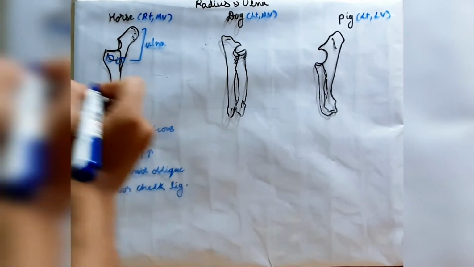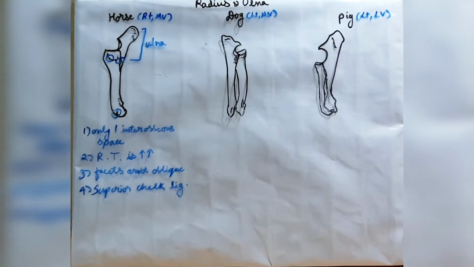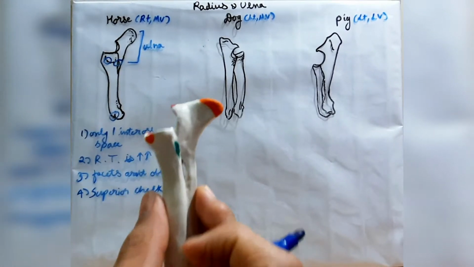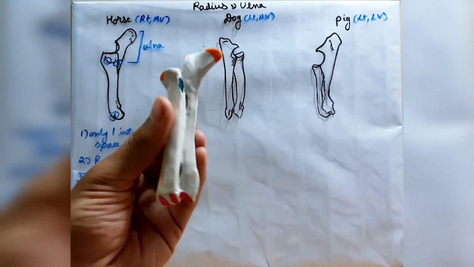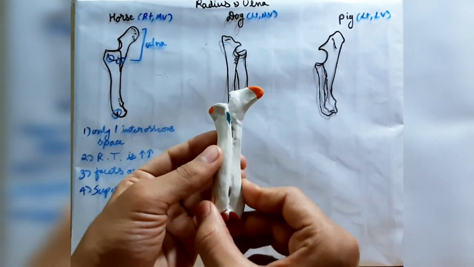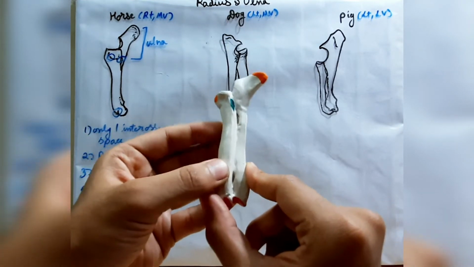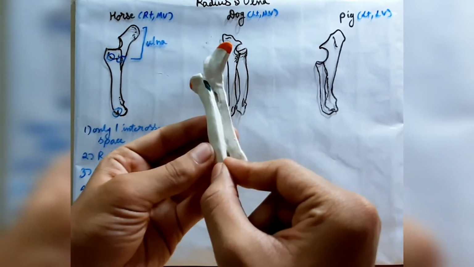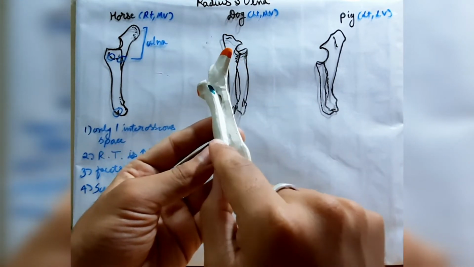Then we have the superior check ligament. Superior check ligament is present in case of horse for providing more stability. Because it is not present in case of ox, here there is no insertion or attachment point for the superior check ligament. But in case of horse, it is present. So where it is present, I'm going to use this model. It is of ox, but I think I can show it here.